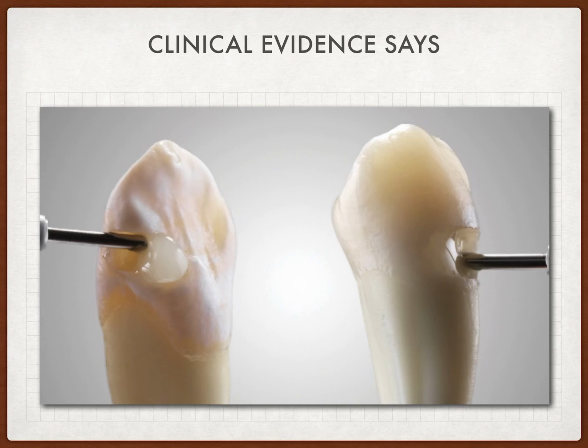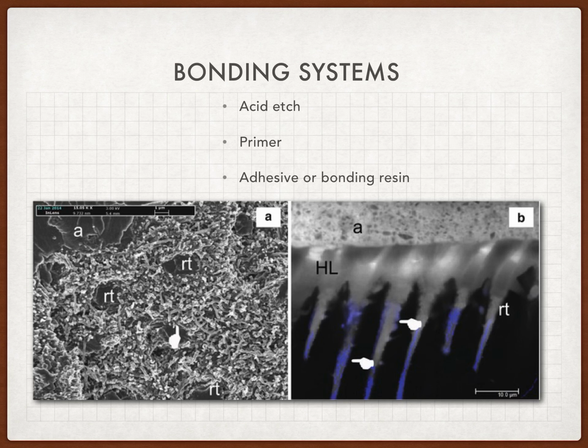Clinical evidence says that if we put a composite restoration on a tooth structure and cure it, it will not stay forever there, but it can be easily removed by the probe. To overcome this, we invented something called bonding systems.